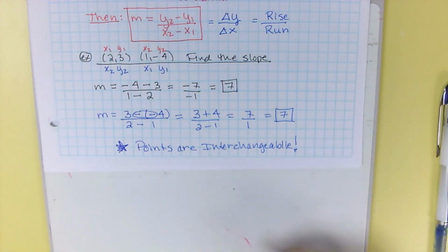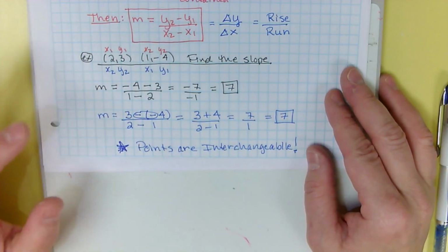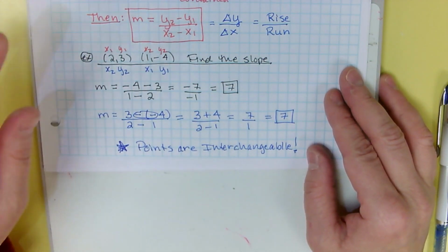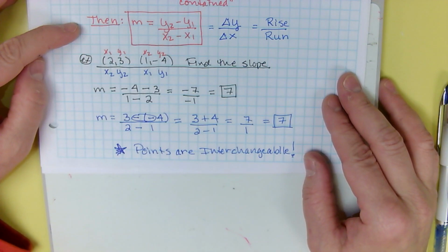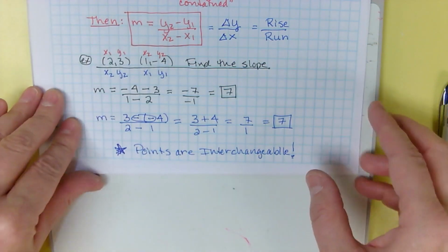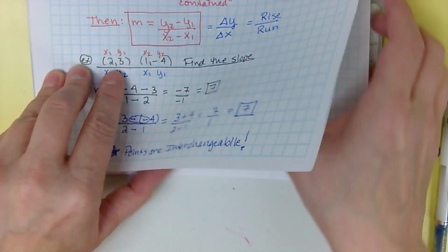All right, so most of your homework is going to be like this. Here's 2 points. Calculate the slope. Write the formula as many times as it takes until you can do that formula in your sleep, because I got way more formulas to show you in this chapter. That's just the first one. All right, I'm going to go to my next page.